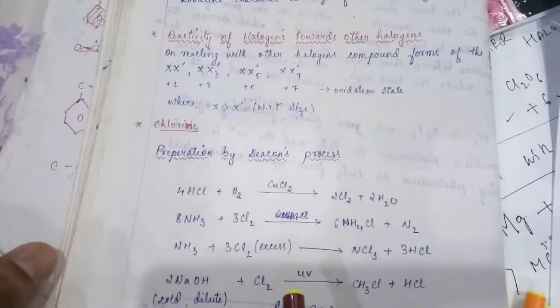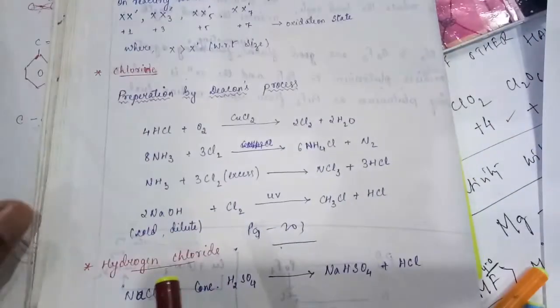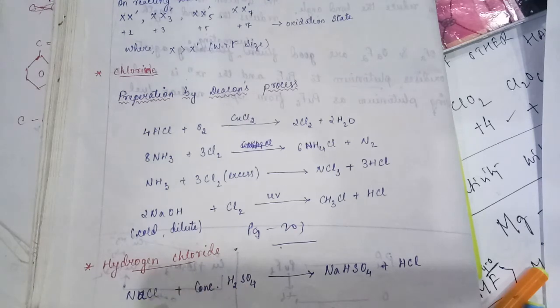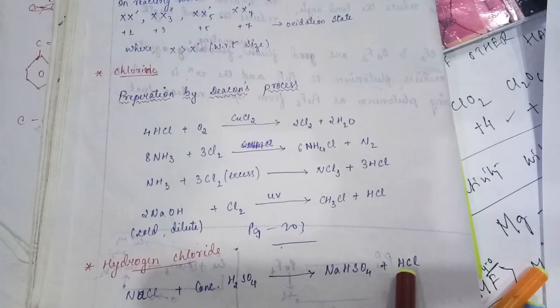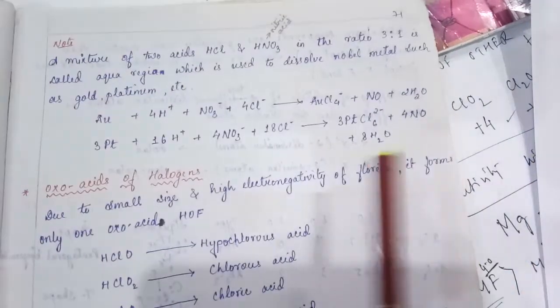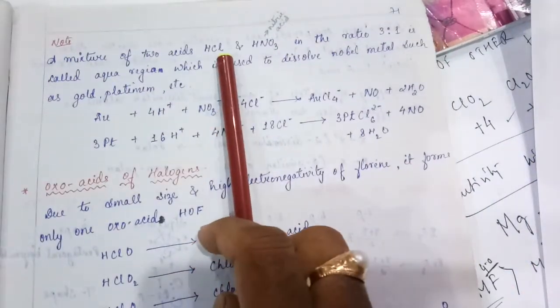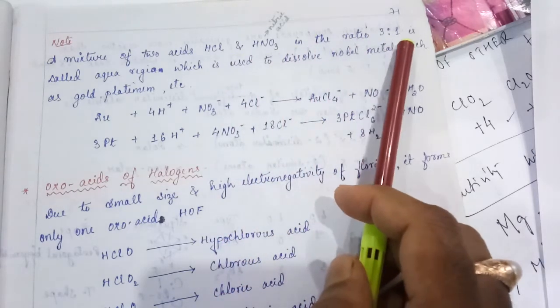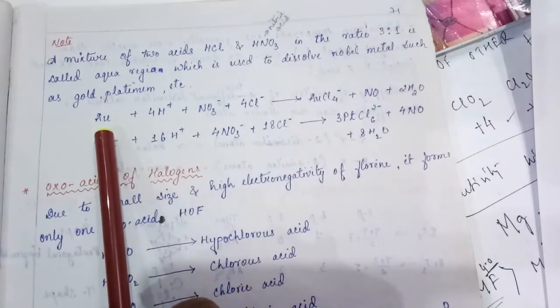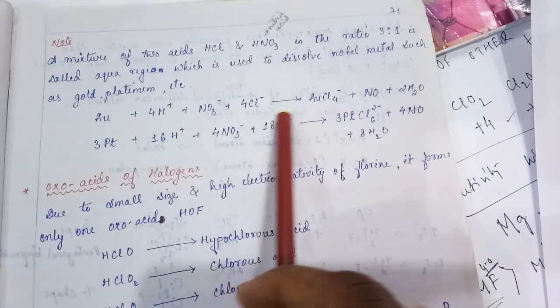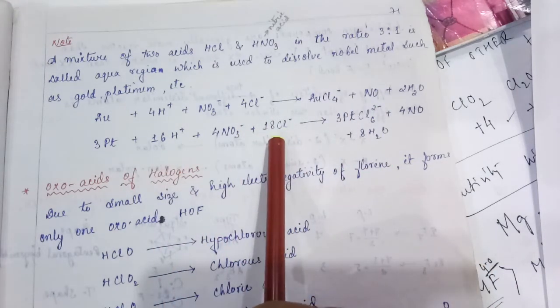Next is hydrogen chloride. If NaCl reacts with concentrated sulfuric acid, it gives sodium hydrogen sulfate and hydrogen chloride. After that, one more point to remember: aqua regia. It's a mixture of HCl and HNO3 in the ratio 3:1. Aqua regia can dissolve noble metals such as gold and platinum. So these are the reactions to dissolve gold and platinum. These things also you have to remember.